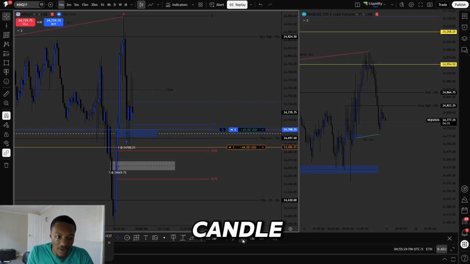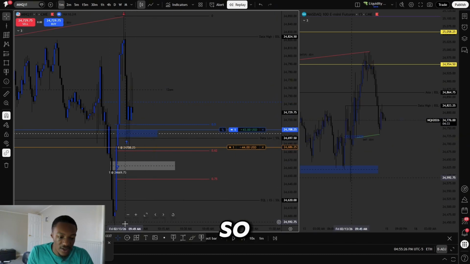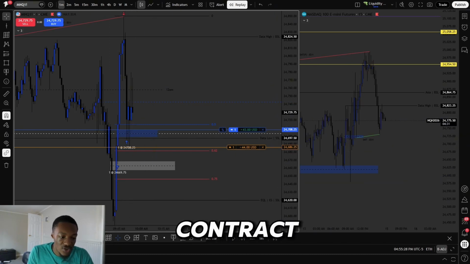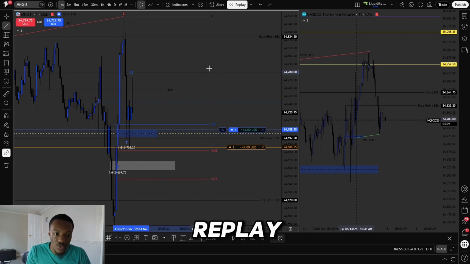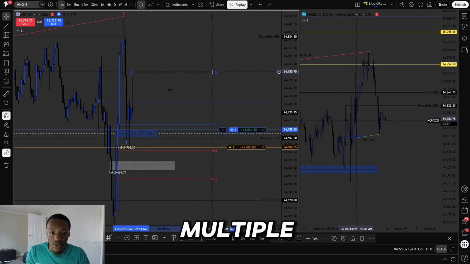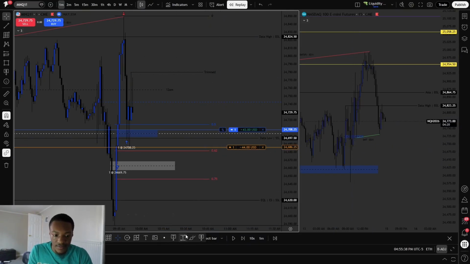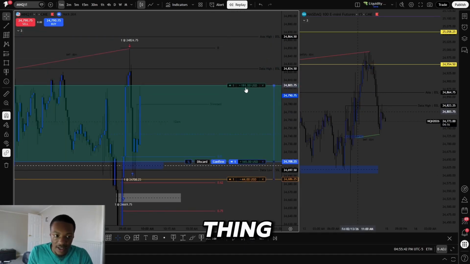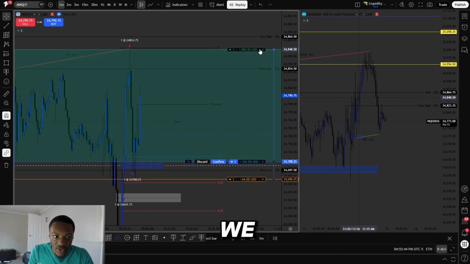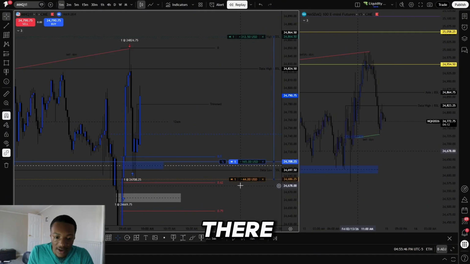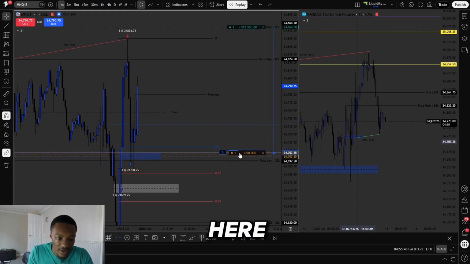Fast forward one more candle. We have this swing high here. So I'm only in one contract on this test account, on this replay mode, but I was in multiple contracts on my actual account, and this is where I trimmed. So this was my trim and break even here. So just for the sake of the thing, I trimmed right here. Once we tag that level, I trimmed there and I moved to break even here.